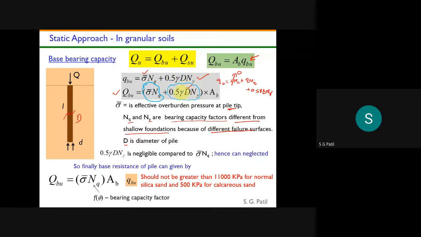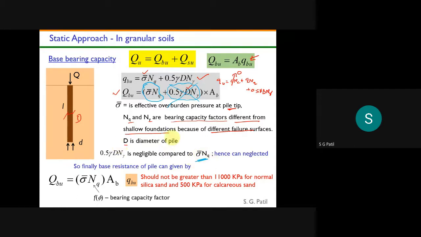This term will be very negligible. Why is it negligible? Because my depth is very small here. Sorry, my diameter of the pile. The diameter of the pile is very small. That's why this term is going to be negligible as compared to my first term. That's why this term can be neglected. Okay, so this term can be neglected. That's what I'm writing here: 0.5 gamma D N gamma is negligible compared to sigma bar into NQ.